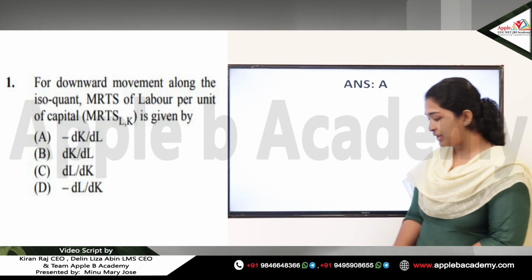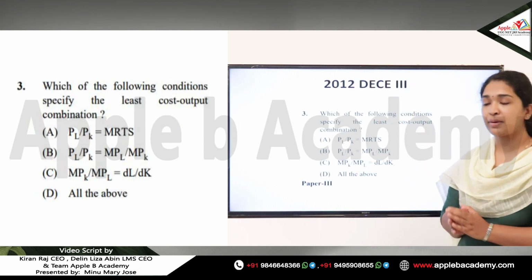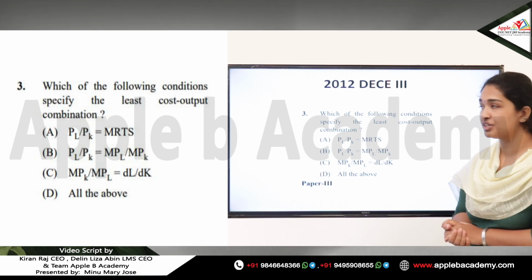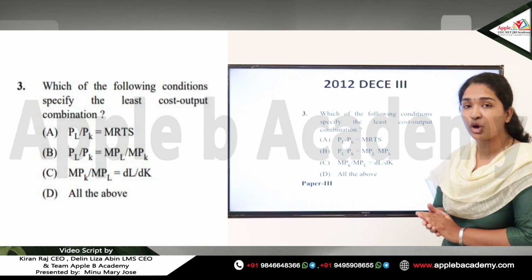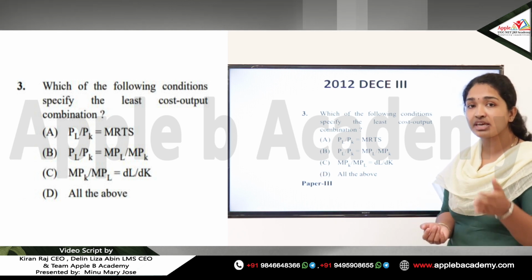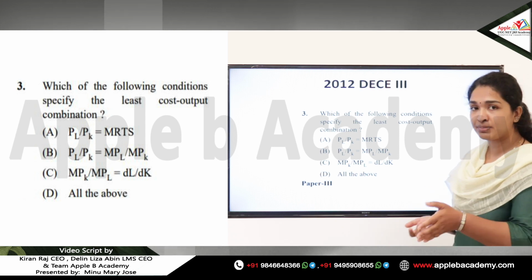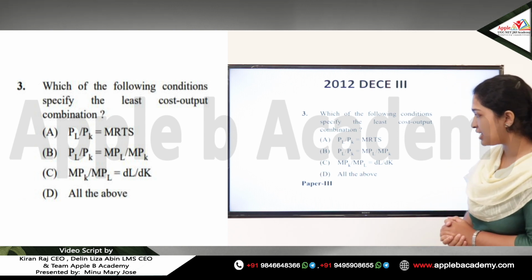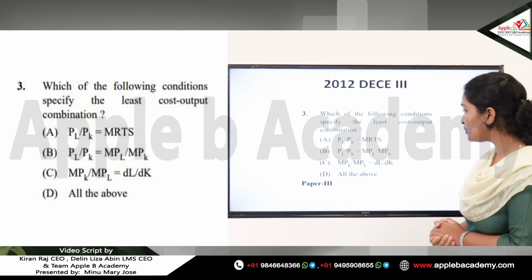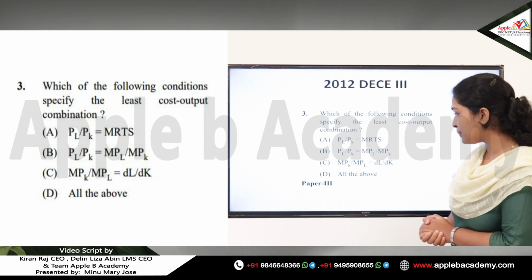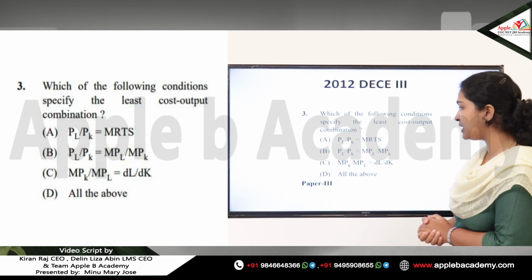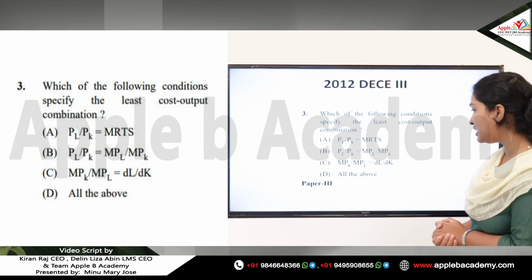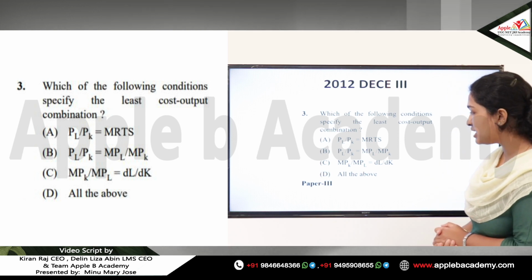The next question would be from 2012 December paper 3. The question is, which of the following conditions specify the least cost output combination? Again the least cost output combination is also the optimal combination, or the producer's equilibrium combination. So we have to keep that in mind. The options given are option A, PL by PK is equal to MRTS, option B is PL by PK is equal to MPL, marginal productivity of labor, divided by marginal productivity of capital, MPK, and option C is MPK divided by MPL, again is equal to DL by DK, and option D is all of the above.